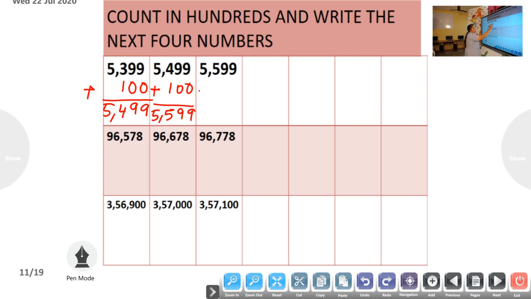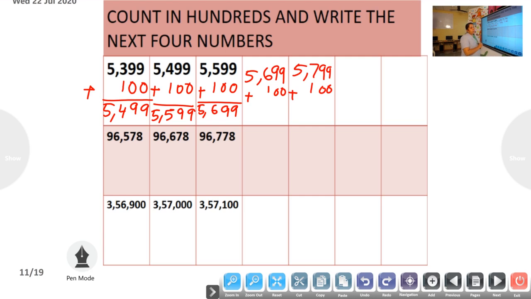Is it clear? Then again, counting in hundreds means you have to add 100. So ones, tens, hundreds. Yes. 9, 9, 6. How much are you getting? So look here. Only the digit in the hundreds place is changing. So write down the next number. Yes, the next number is 5,699. Which is the next number? You have to change the hundreds place. So plus 1. How much are you getting? Yes, 5,799. Again you have to add 100. How much are you getting?